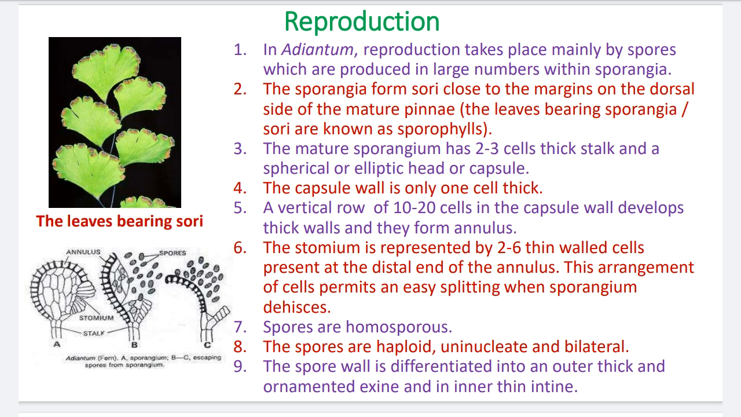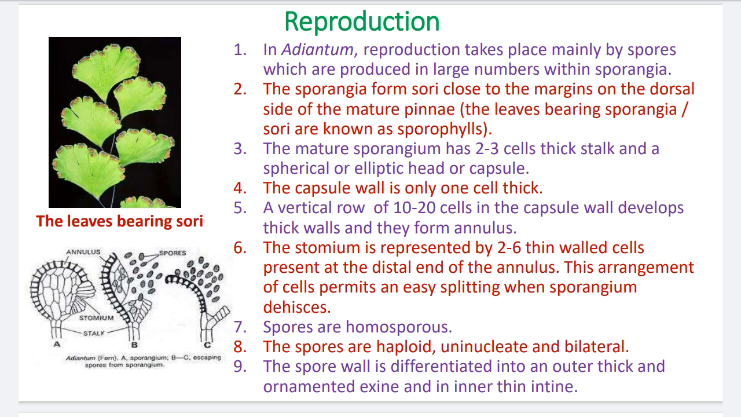You see in the second photograph, the first diagram is the diagram of the matured sporangium, the second diagram is the rupturing sporangium, and the third diagram is the totally ruptured sporangium and spores are liberated. Reproduction, point number 1. In Adiantum, reproduction takes place mainly by spores, which are produced in large numbers within sporangia, and the spores are developed within the sporangia.